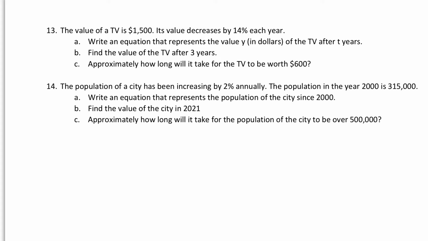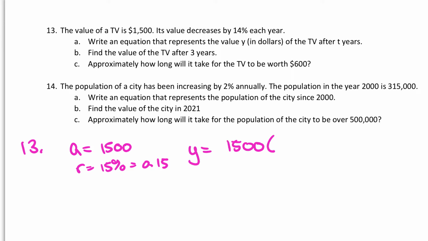So question number 13 says the value of a TV is $1,500. Its value decreases by 14% each year. So for 13A, it says to write an equation that represents the value Y in dollars of the TV after T years. So our A is 1,500. Our R is 15%, which is 0.15 as a decimal. So our equation is Y is equal to 1,500 times 0.85. I'm sorry, let me go back. 1 minus 0.15 to the T.